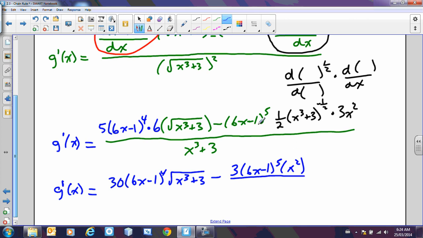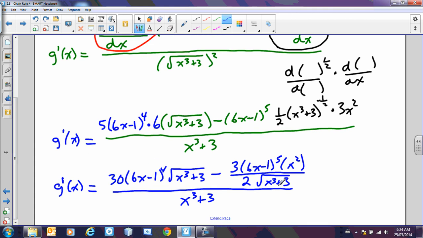Divide that by my denominator. I have a 2 here, and this is the denominator of just this one section: 2 root x^3 + 3. And again, all of that over x^3 + 3. Didn't think this through very well. I'm going to stop there.